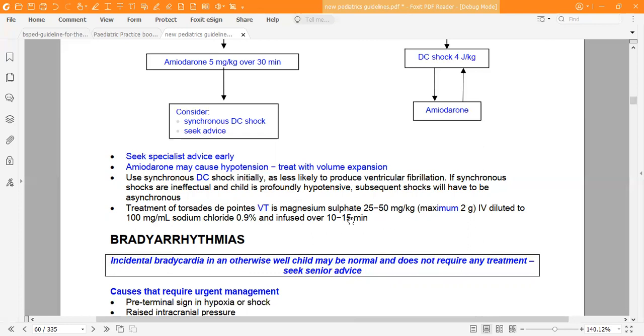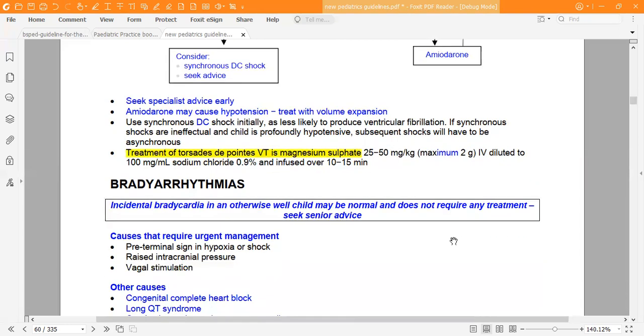So this is a very, very good point to keep in mind. Because if you start the traditional treatment in this situation, the patient will not respond and you may lose your patient. You have to think about magnesium sulfate in this case.